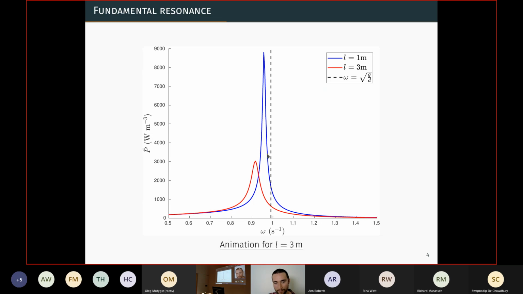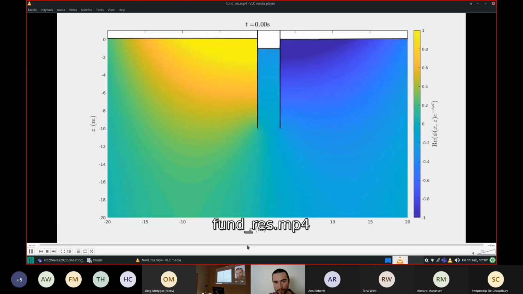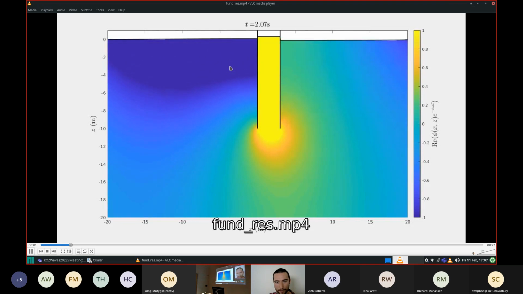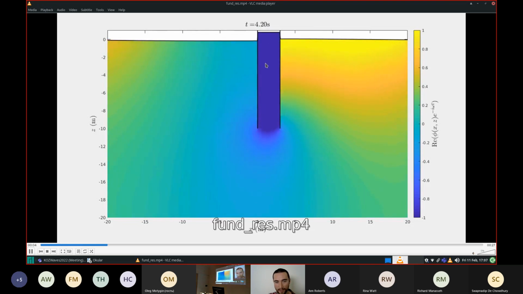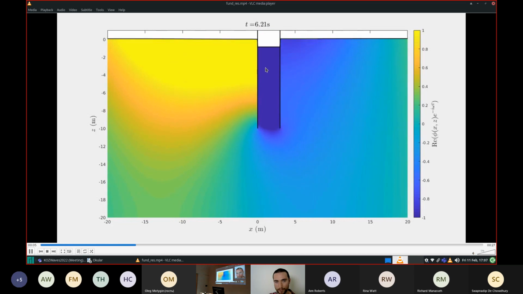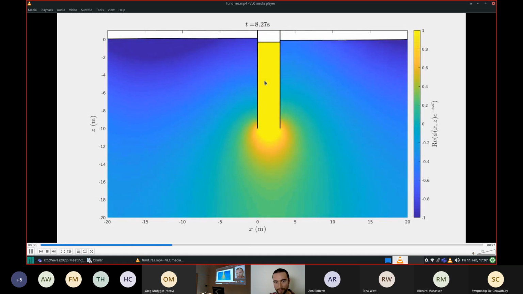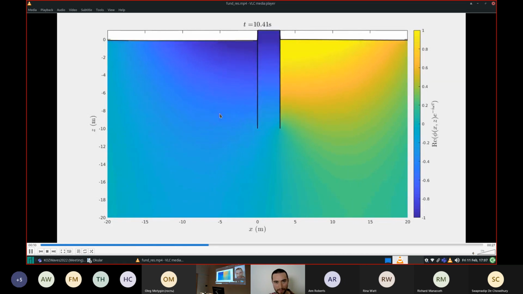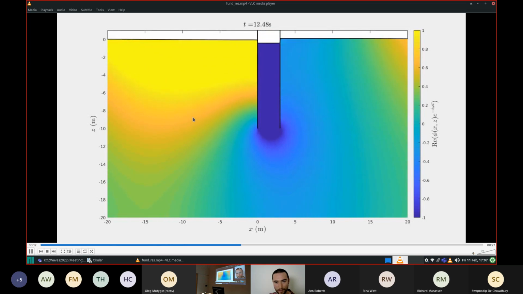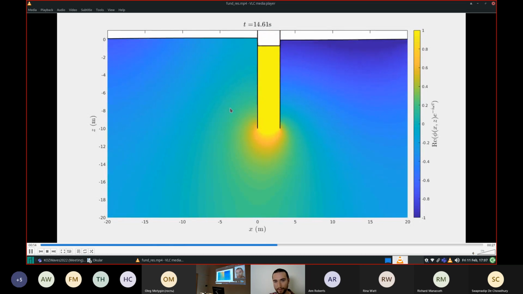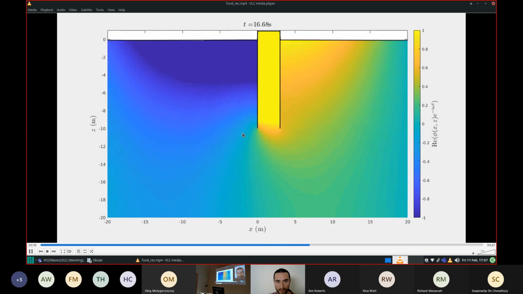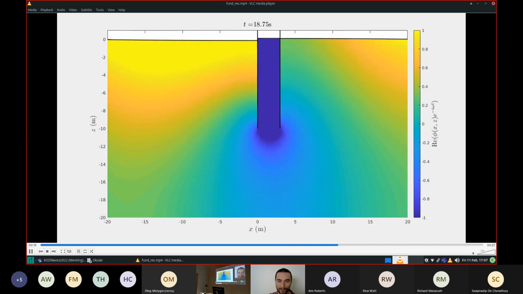But that doesn't seem to matter too much. You're still getting a pistoning mode where the fluid between the two barriers is just moving up and down. This is just a time domain plot for one frequency component, and the colors are showing the velocity potential.